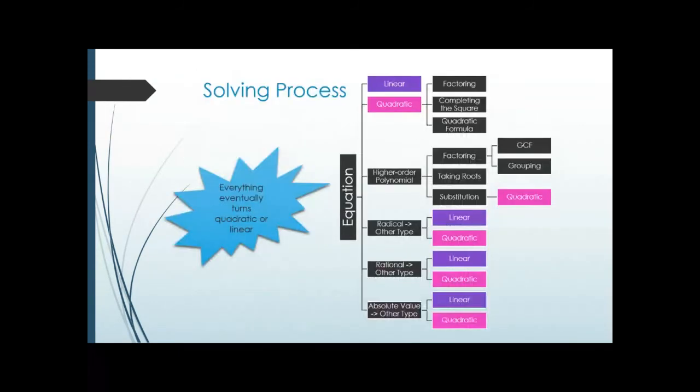So what I wanted to leave you with is this. I tried to make a chart, because there's this whole process. The key thing is that everything does eventually become linear or quadratic, and you have to identify the type of equation. At the start, linear: you know how to solve for x. If you have a quadratic equation, your choices are factoring, completing the square, or the quadratic formula.